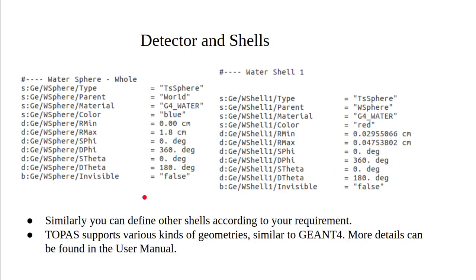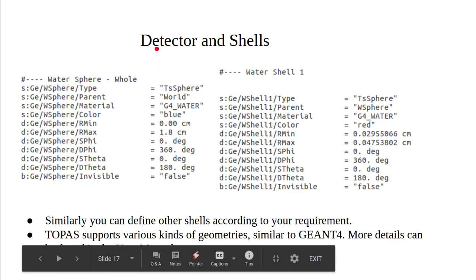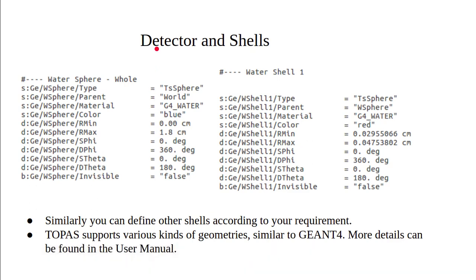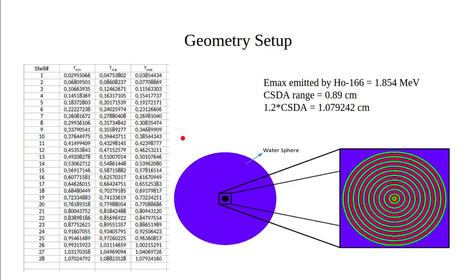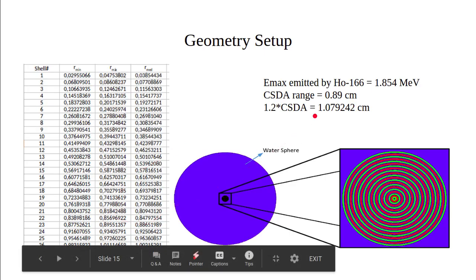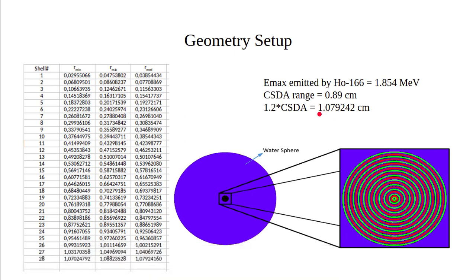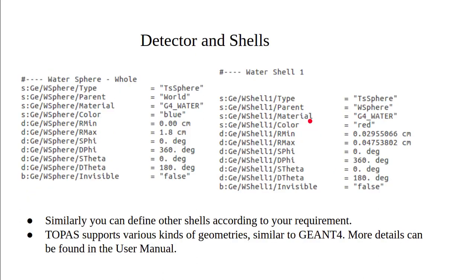Finally, at the second stage we have to define our detector, that is the sphere and the shell. So basically we define a very big sphere that is, as you see, 1.8 centimeter, and our 1.2 CSD range is 1.079. So this is almost double of the sphere.